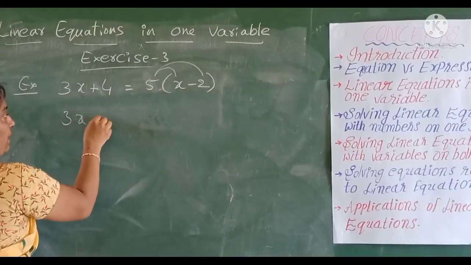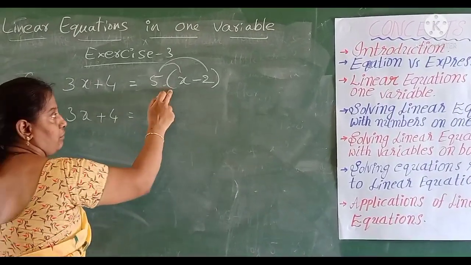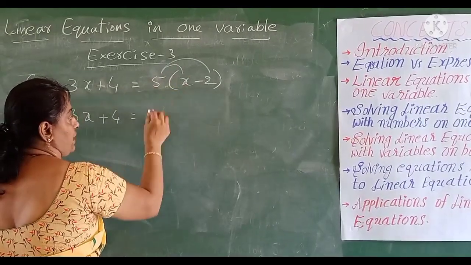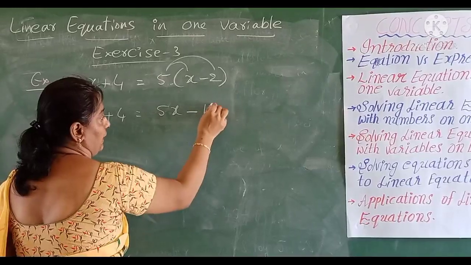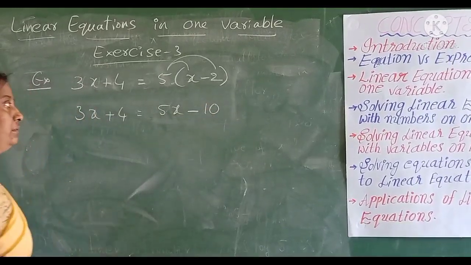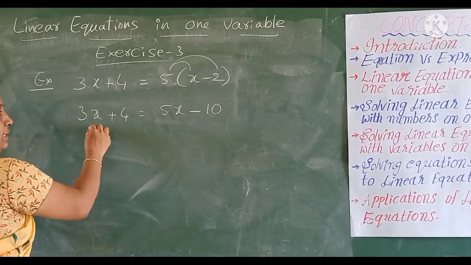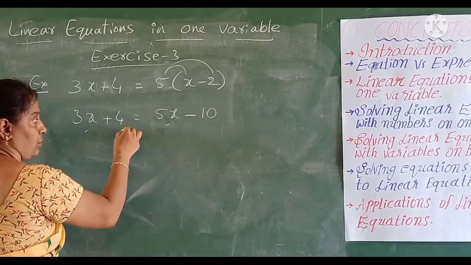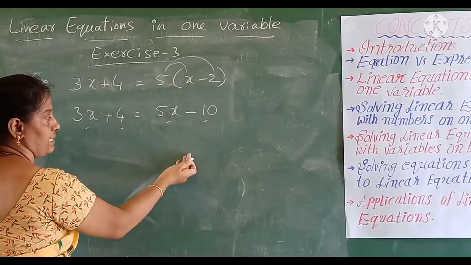So 3x plus 4 is equal to... first we have to remove the bracket. Multiply with 5: 5 into x is 5x, minus 5 into 2, 10. See, previous problem is like this, no? So 3x is a variable and 5x is a variable. Two constants, two variables are there, on the left hand side and right hand side also.